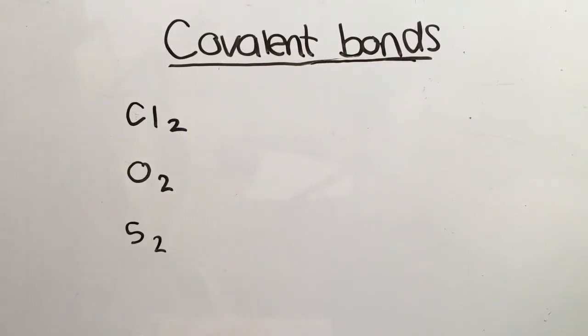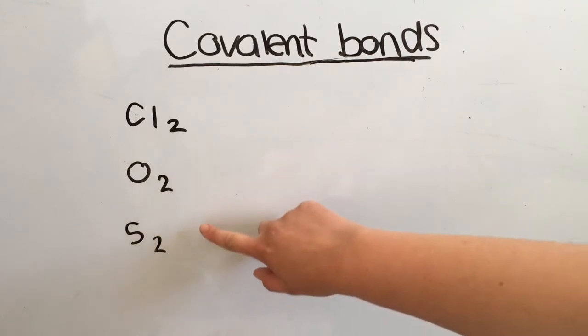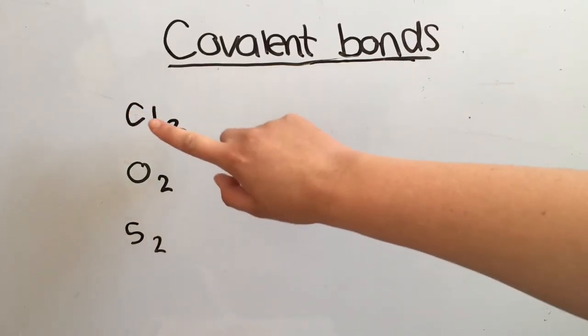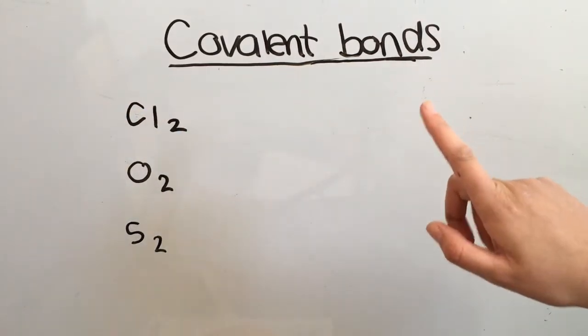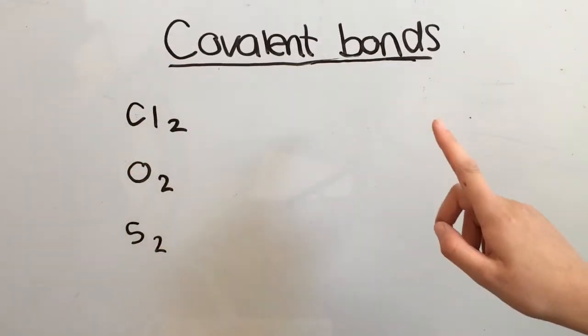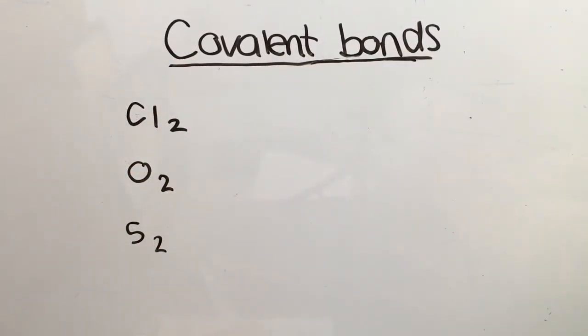For each of these covalent bonds, I want you to simply draw the atoms of both of them out, so 2 Cl atoms, and then tell me what each of those Cl atoms will need to have a full outer shell. Pause the video now and then we'll go review your answers.